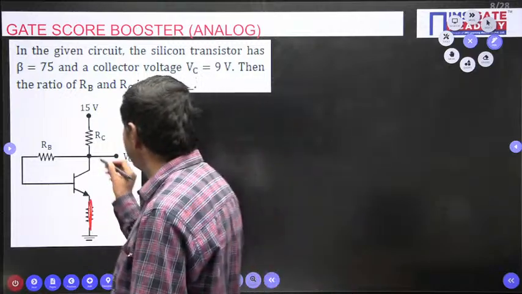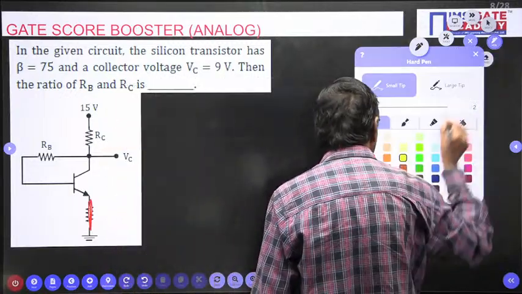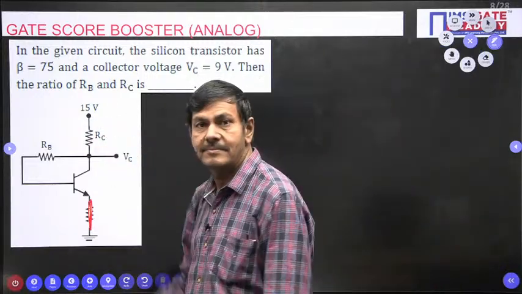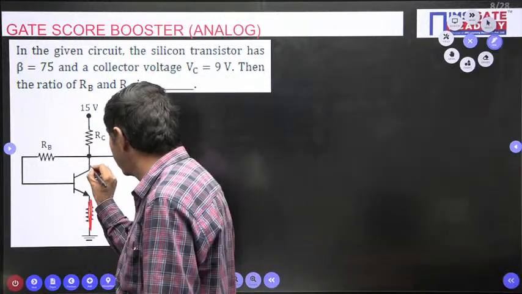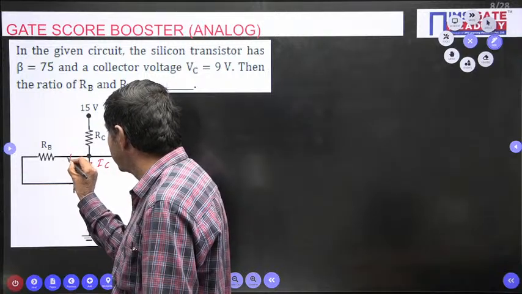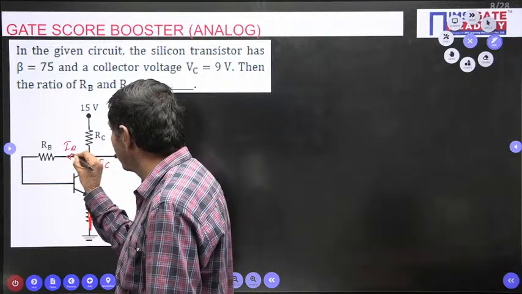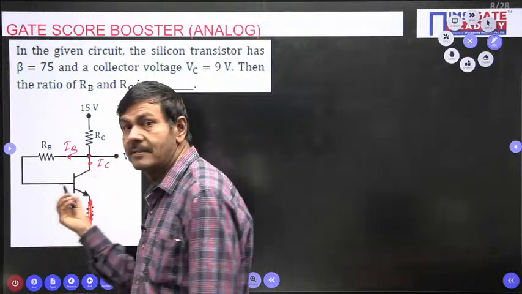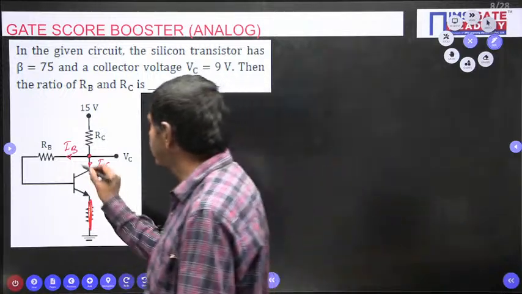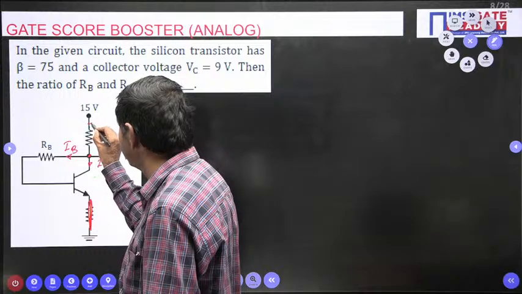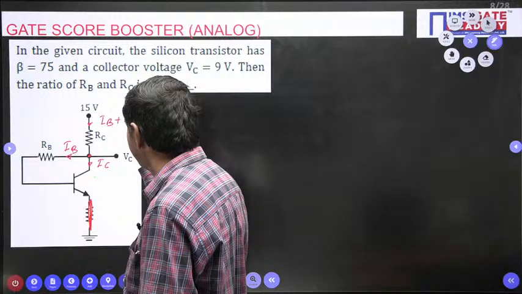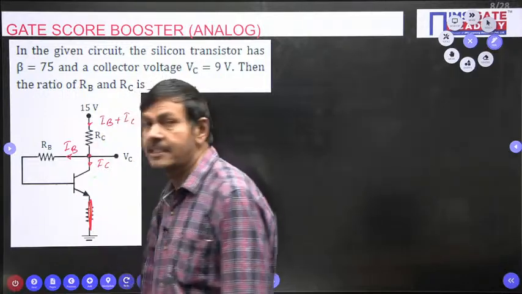We know very well the current which is passing through this RC cannot be taken directly as IC. This is not taken as the IC value here. Because this current we can call IC value, and this current is IB value. Because of this node point, the current is divided. Finally, what current is passing across this RC? If I ask, anybody can say IB plus IC only. That much current is passing this side.